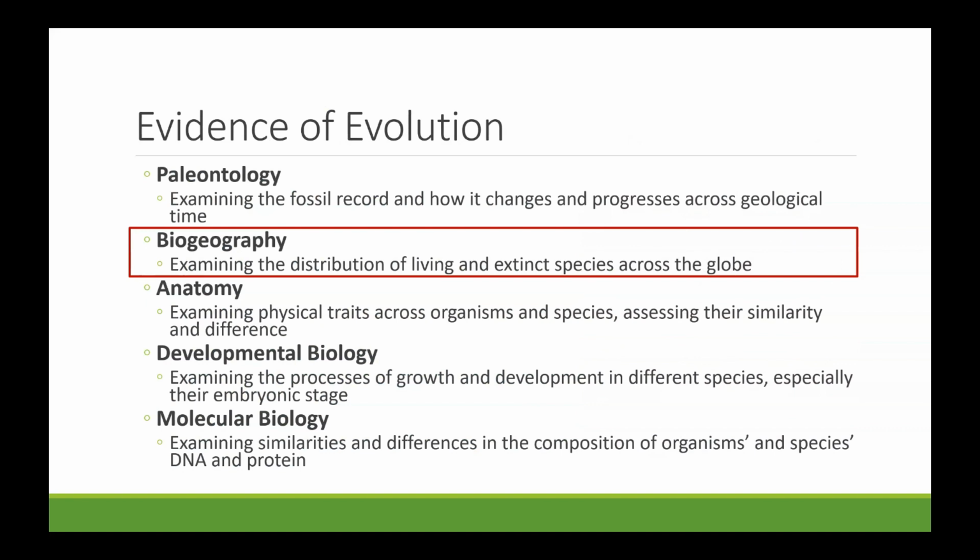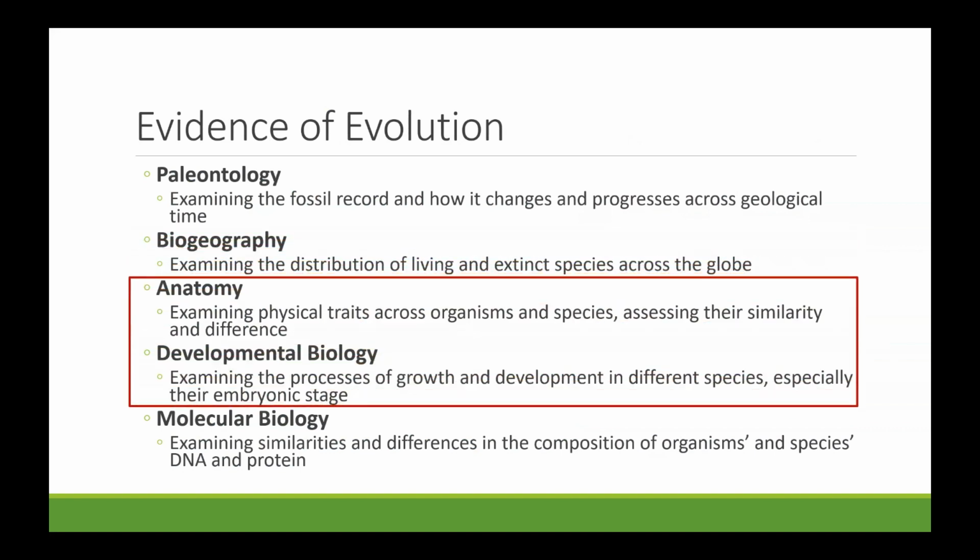So that wraps up our look at biogeography. Let's move on next to talking about anatomy and developmental biology. And we're going to talk about these together because they're so closely related. Anatomy is the examination of physical traits across organisms and species, and developmental biology examines the processes of growth and development, especially during the embryonic stage.